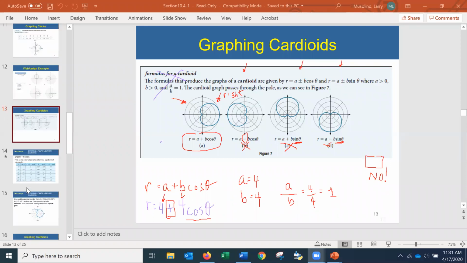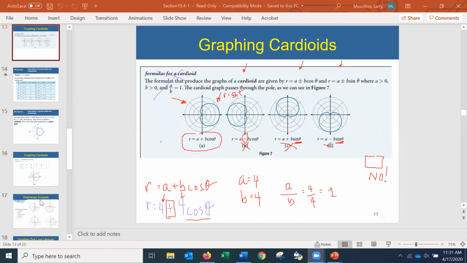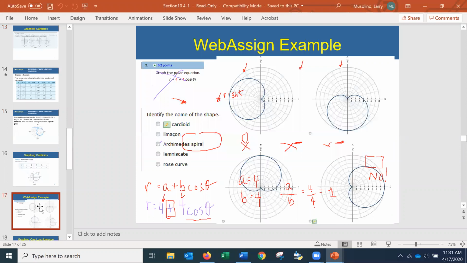I go back to the WebAssign example. We know our graph was, we know our graph was.